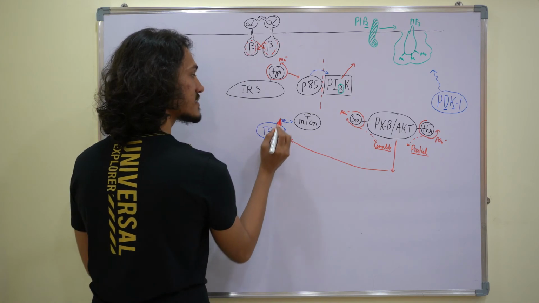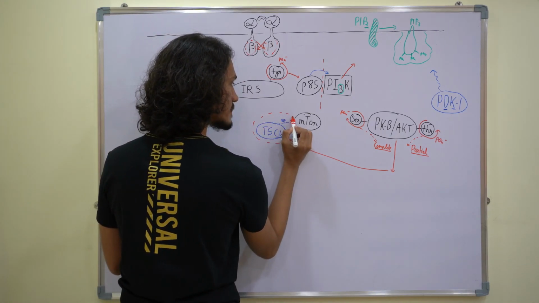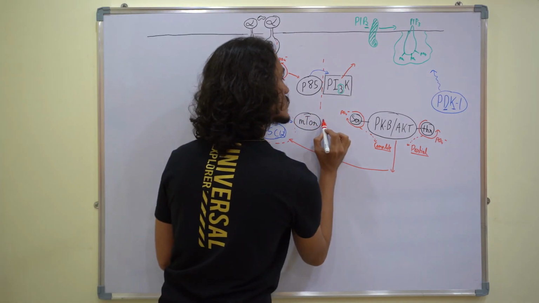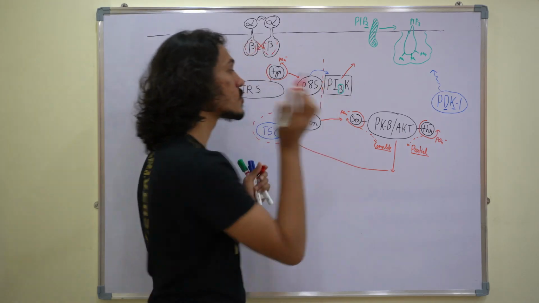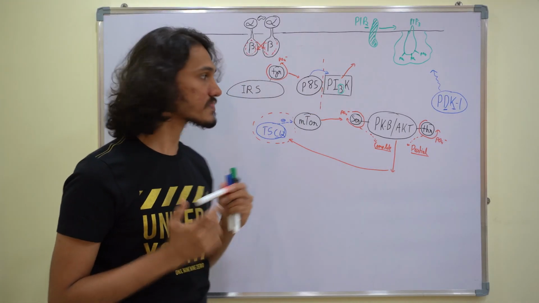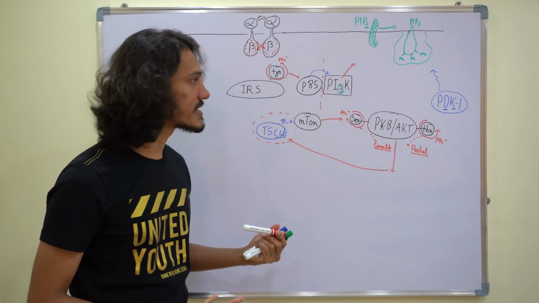So phosphorylating this kind of inhibits this activity. So inhibition of this inhibition means now your mTOR is free to go and phosphorylate the serine residue. So that results in a complete activation. So you see what is happening here?